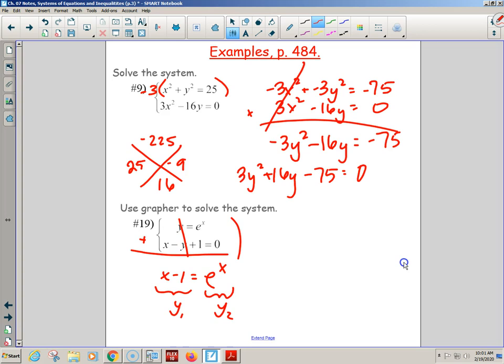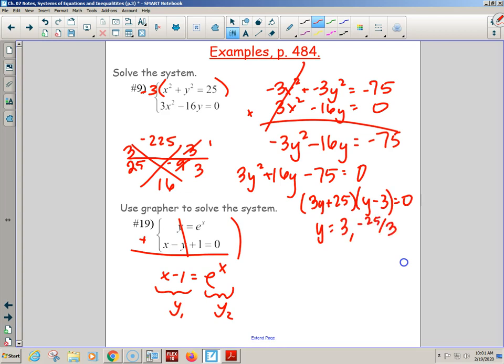So then we end up with, would you guys have done your modified x method and thrown a 3 up top and reduced that to be a 1 and a 3? We have 3y plus 25, and we have 1y minus 3 equals 0. So y equals positive 3 and negative 25 thirds.